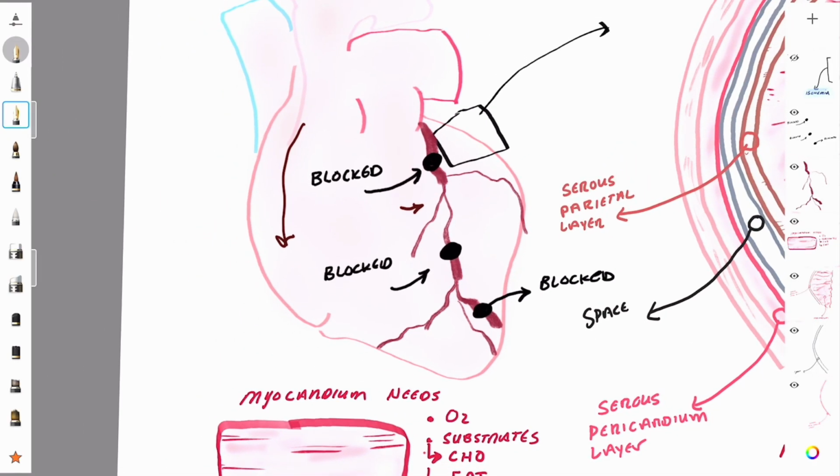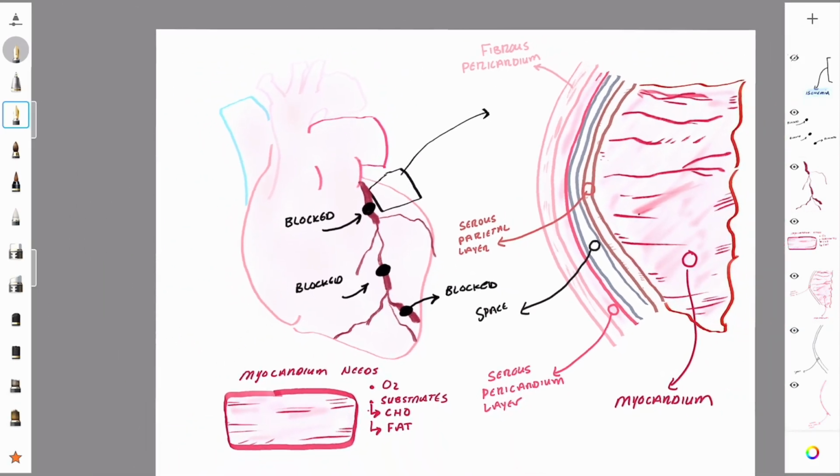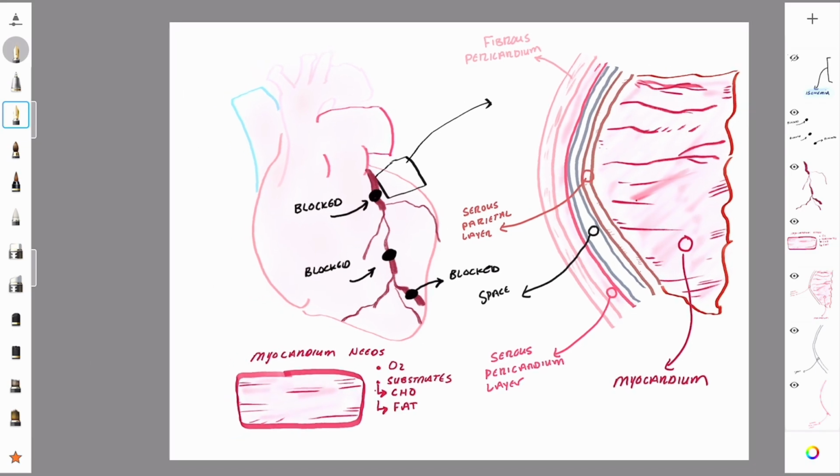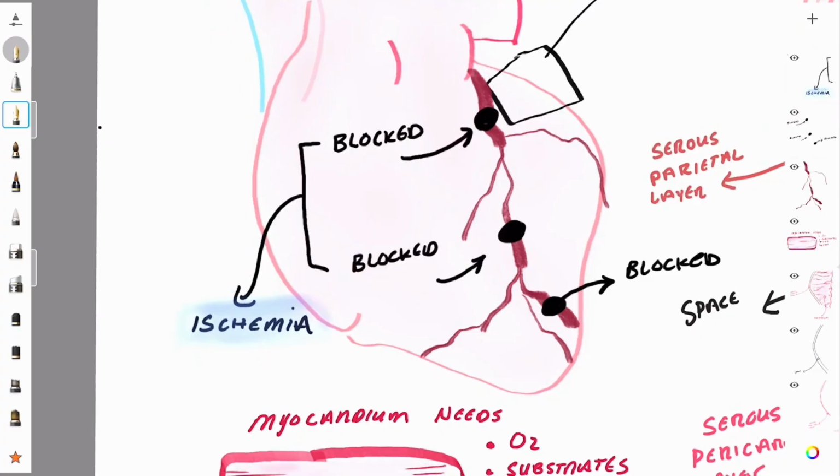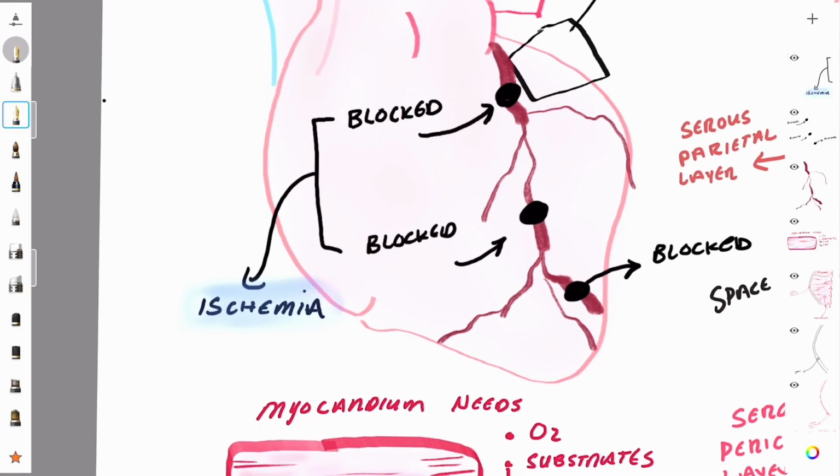Those are a bit more rare. So that makes sense, I hope. And let's show what the result of this will be. So when we get this blockage, we get something called ischemia, or ischemic conditions.